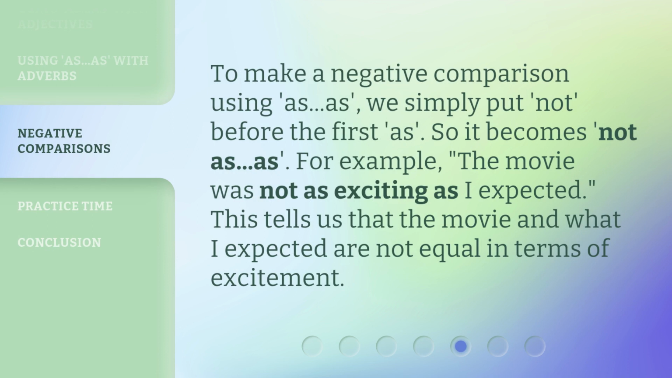To make a negative comparison using "as... as," we simply put "not" before the first "as." So it becomes "not as... as." For example, "The movie was not as exciting as I expected." This tells us that the movie and what I expected are not equal in terms of excitement.